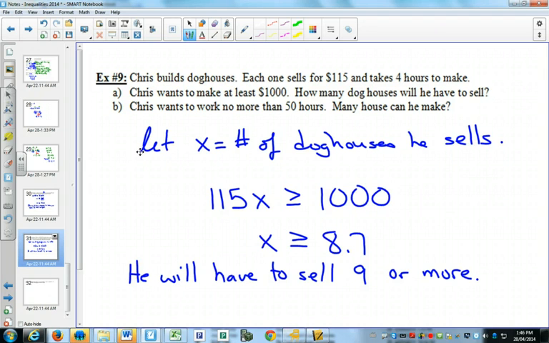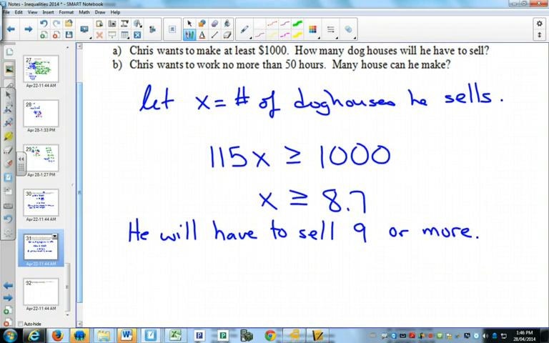He wants to work no more than 50 hours. How many houses can he make? Do you like that? How many houses? I should put a little S in there. Nice. How many houses can he make?